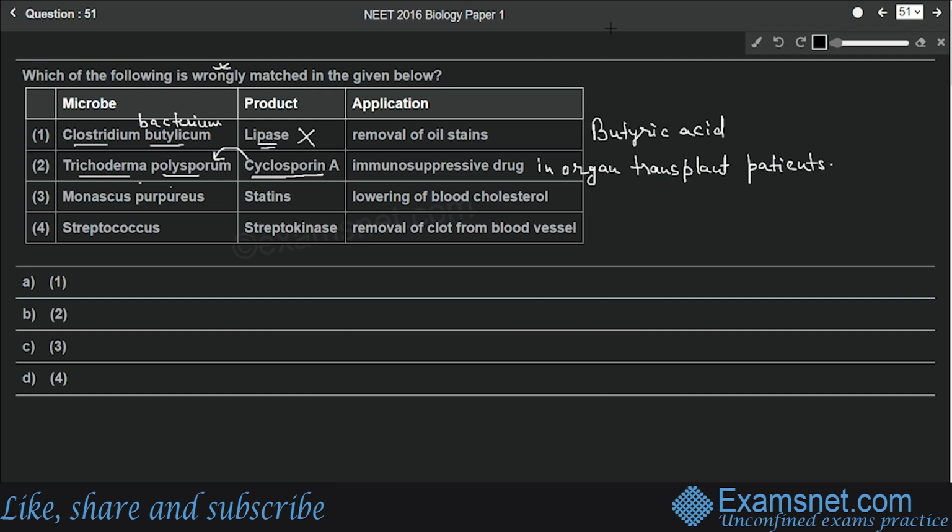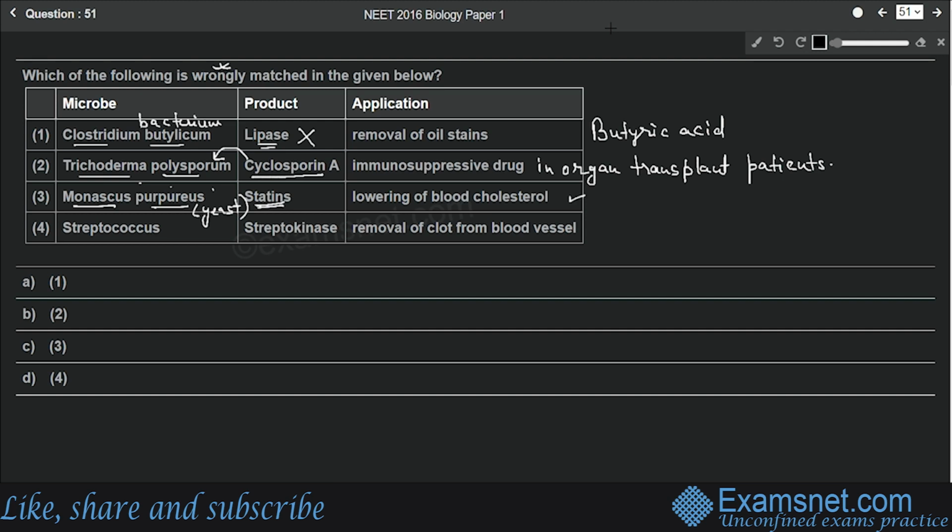Now the third one says Monascus purpureus. This is the microbe, and the related product is statin. This is also correct. So statin is produced by the yeast known as Monascus purpureus. And the application mentioned here is lowering of blood cholesterol. This is also correct. This is used as blood cholesterol lowering agent. So this is also a correct match.